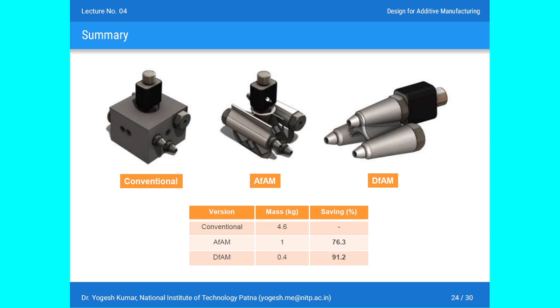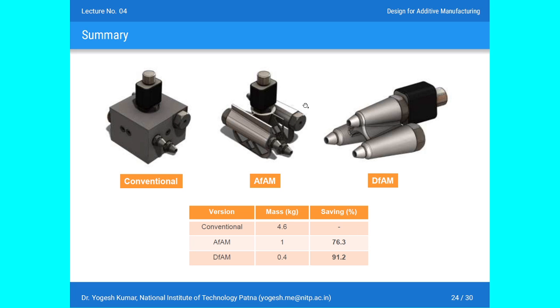So here also, the total weight has been reduced. Instead of 4.68 kg, the weight is now 1 kg. So the overall saving in terms of material is around 76.3%.